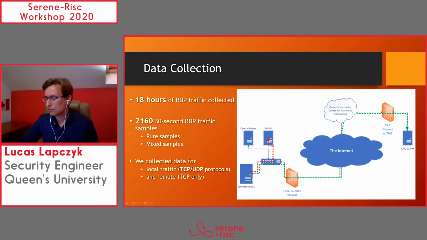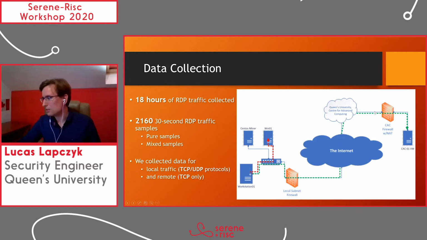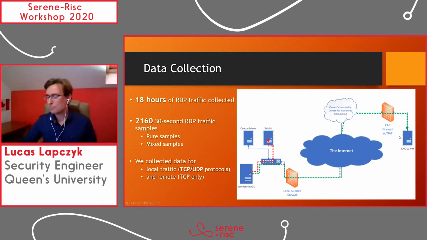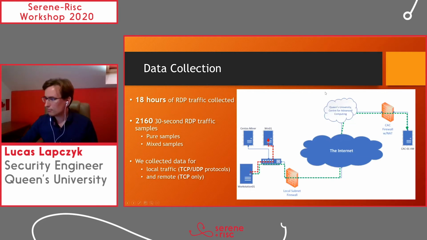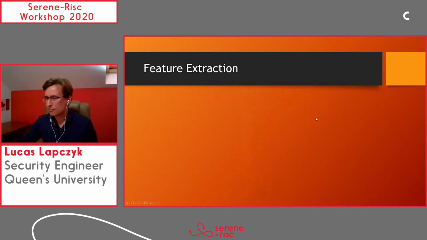We also collected traffic to the remote virtual machine. Workstation 01 had to escape our subnet, traverse the internet, and connect to Queen's University's Center for Advanced Computing firewall, which would allow it to connect to the CEC01 virtual machine. That communication happened only over the TCP transport protocol, which is the case in many firewalled environments.